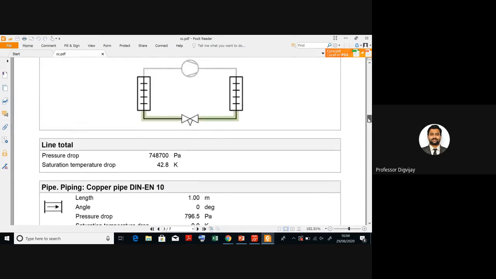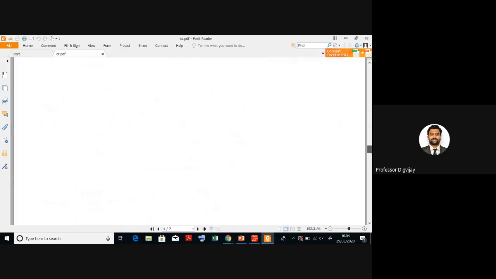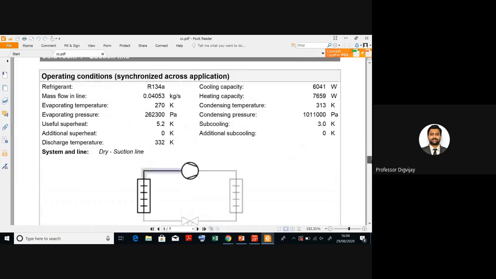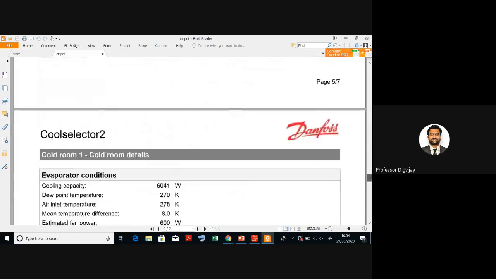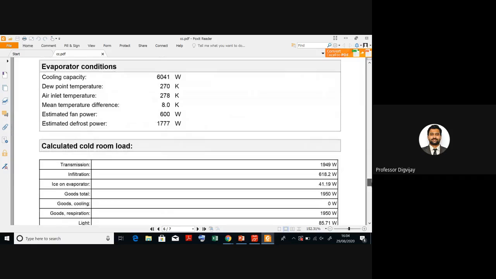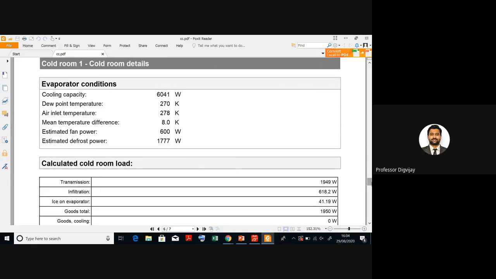Okay, so this is a liquid line. This is a vapor line, dry suction line. Okay, so here that cooling capacity they have calculated as 6041. That means 6 kilowatt. We have calculated 6.2 kilowatt. So there is no great difference between our calculations and the software calculation.